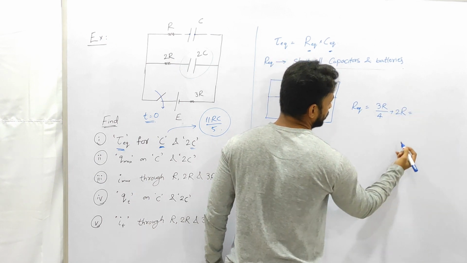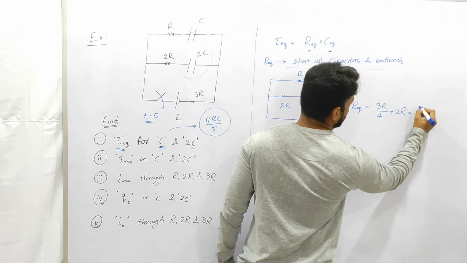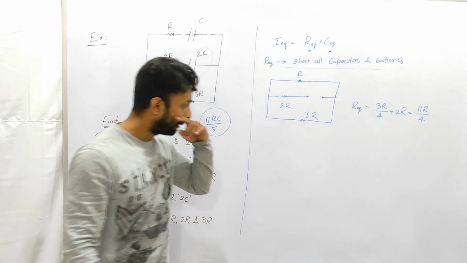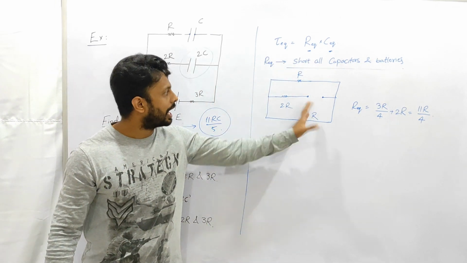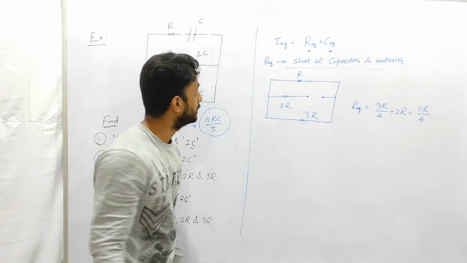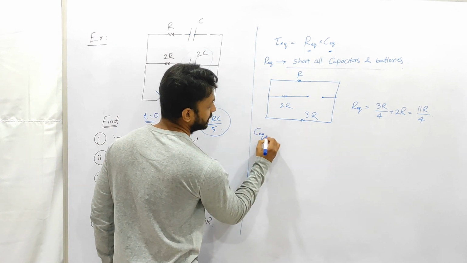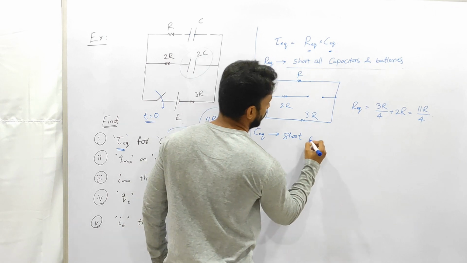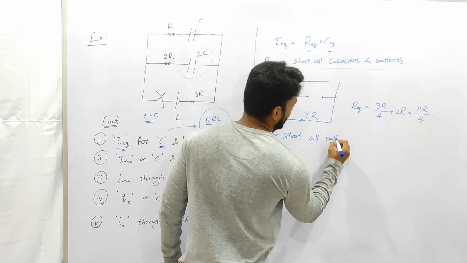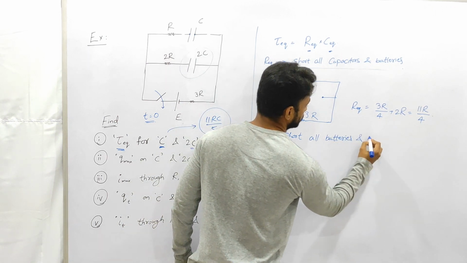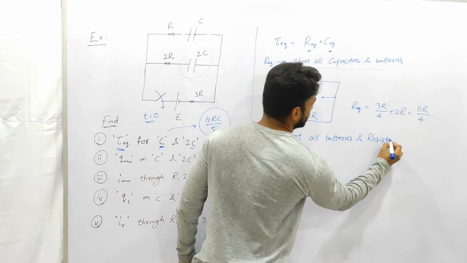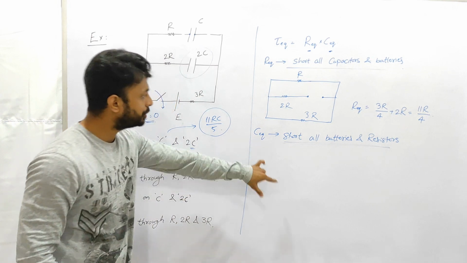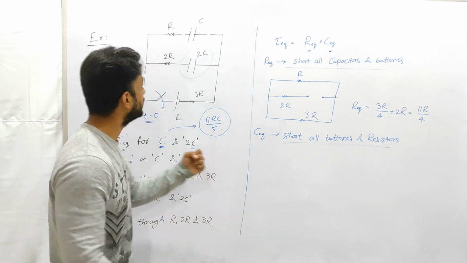So that will be equal to 11R by 4. There you go. So that will be your R effective or R equivalent. Now, how to get this C equivalent? The same logic. Short all batteries and resistors, and we find C effective across the required plates of the capacitor.